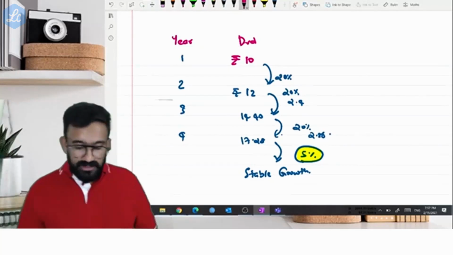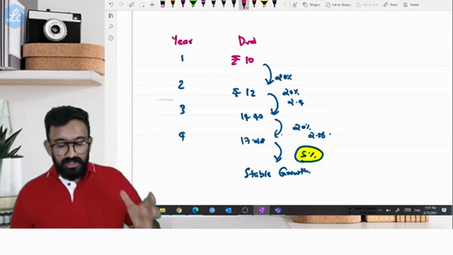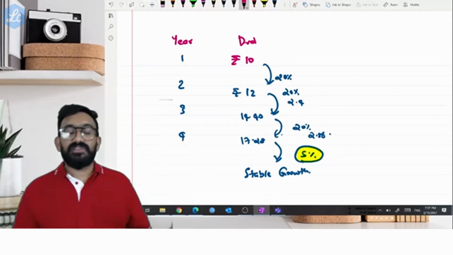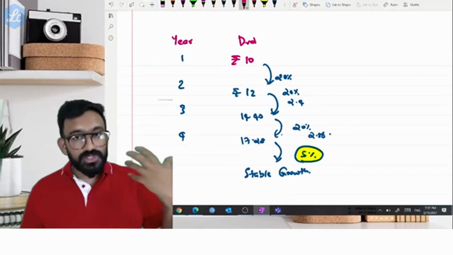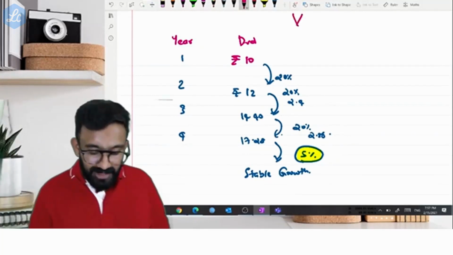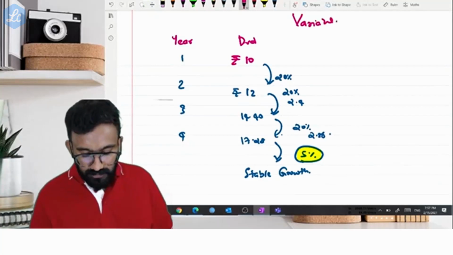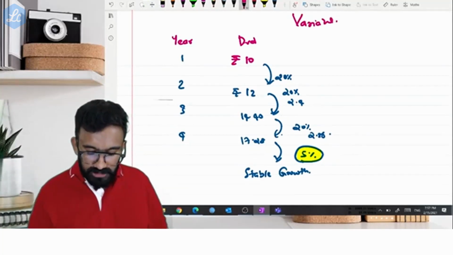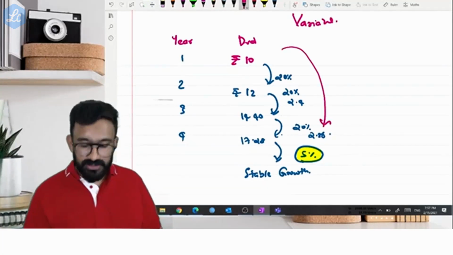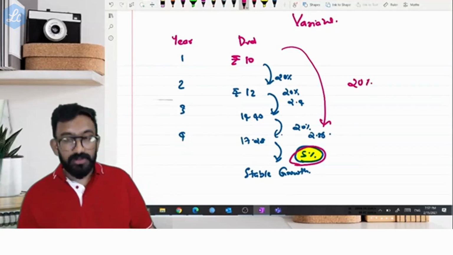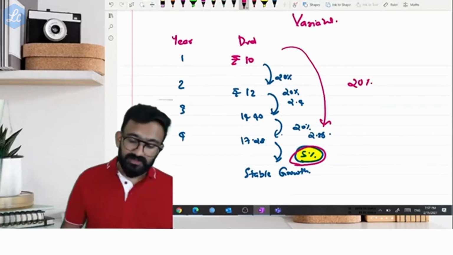Let's try to understand this. In the earlier question, I was saying that the dividend is going to grow at a constant growth rate. Now I'm having a variable growth rate, which means for the first 4 years, the growth happened to be 20%, then the growth happened to be 5%. So how do you compute the present value here?